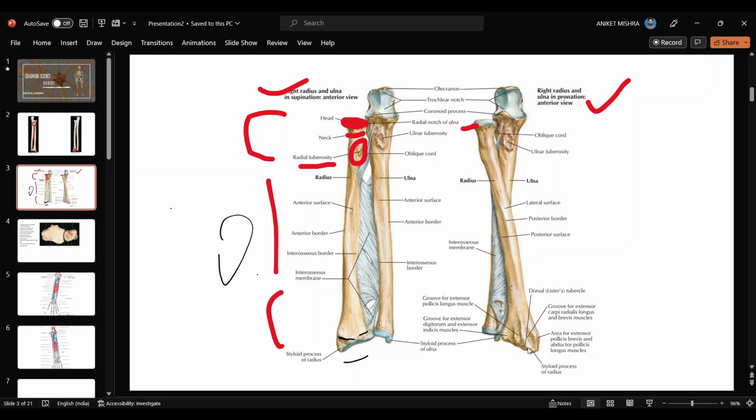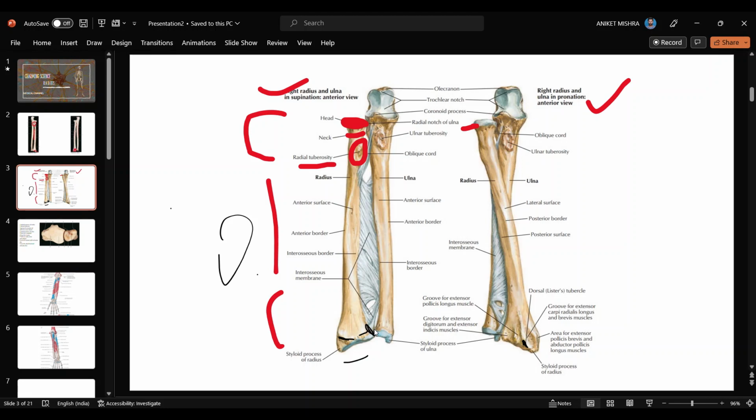If I clear it, we will see there is a groove. This is known as the dorsal groove or the oblique groove, or we will see the dorsal tubercle of Lister. Dorsal tubercle of Lister. When we see its medial part, there is an ulnar notch where the distal radio-ulnar joint is formed.